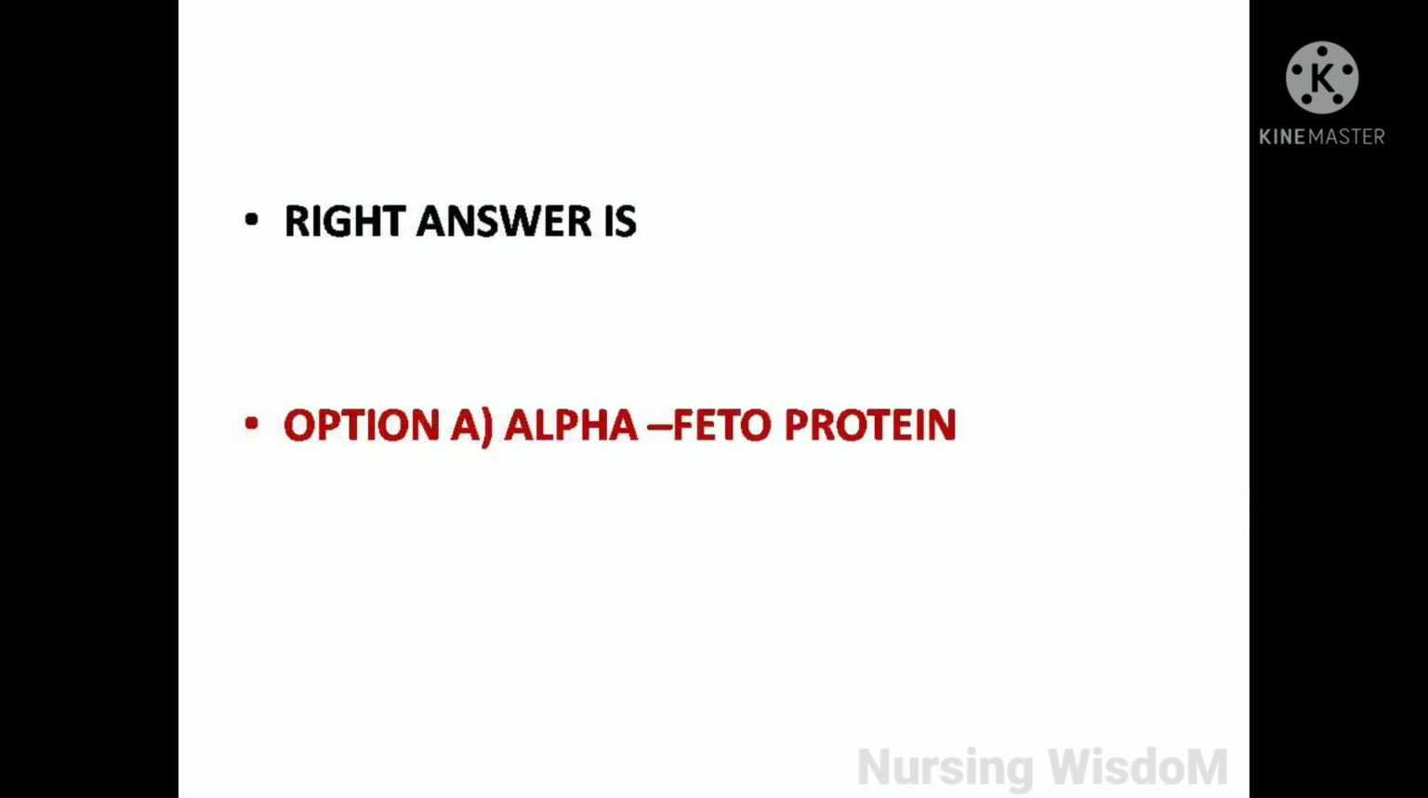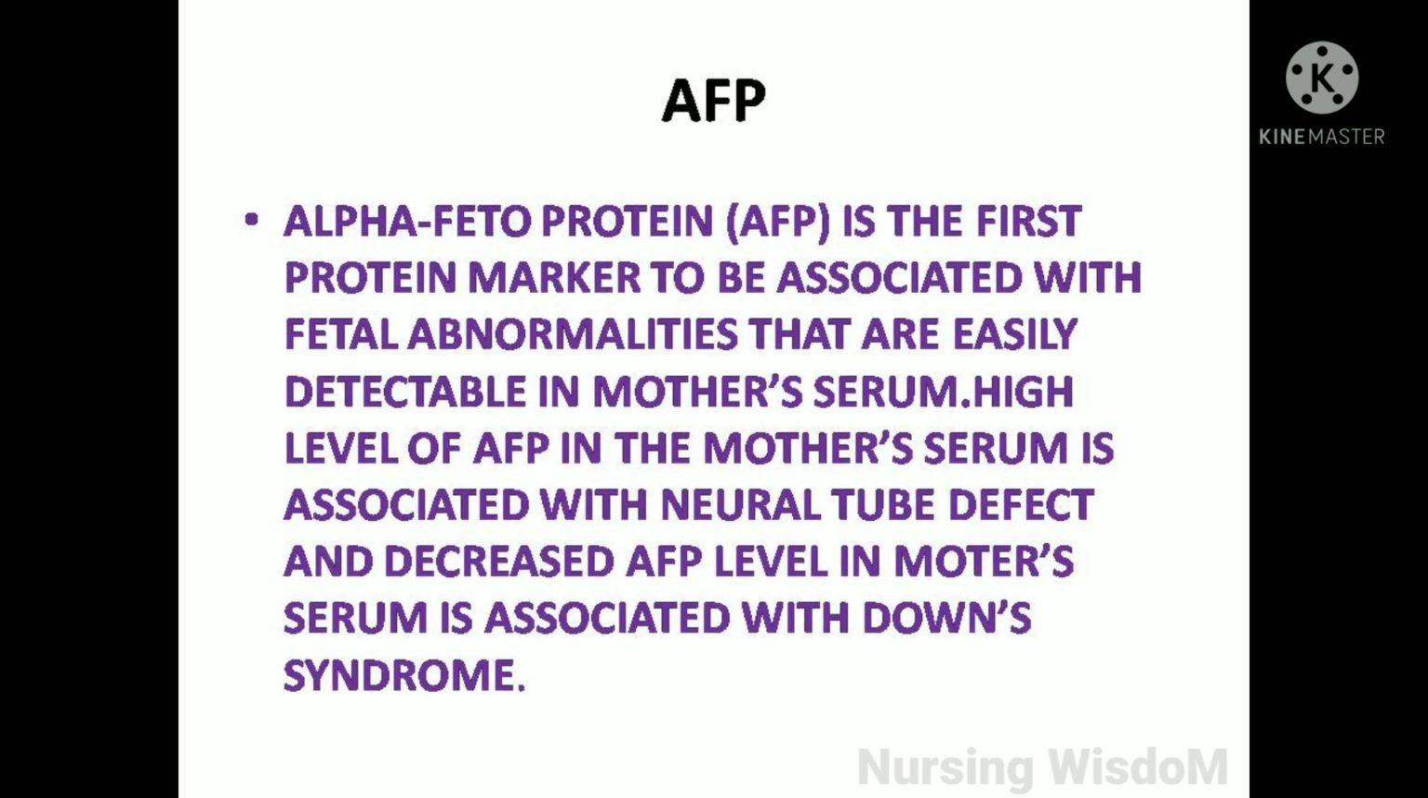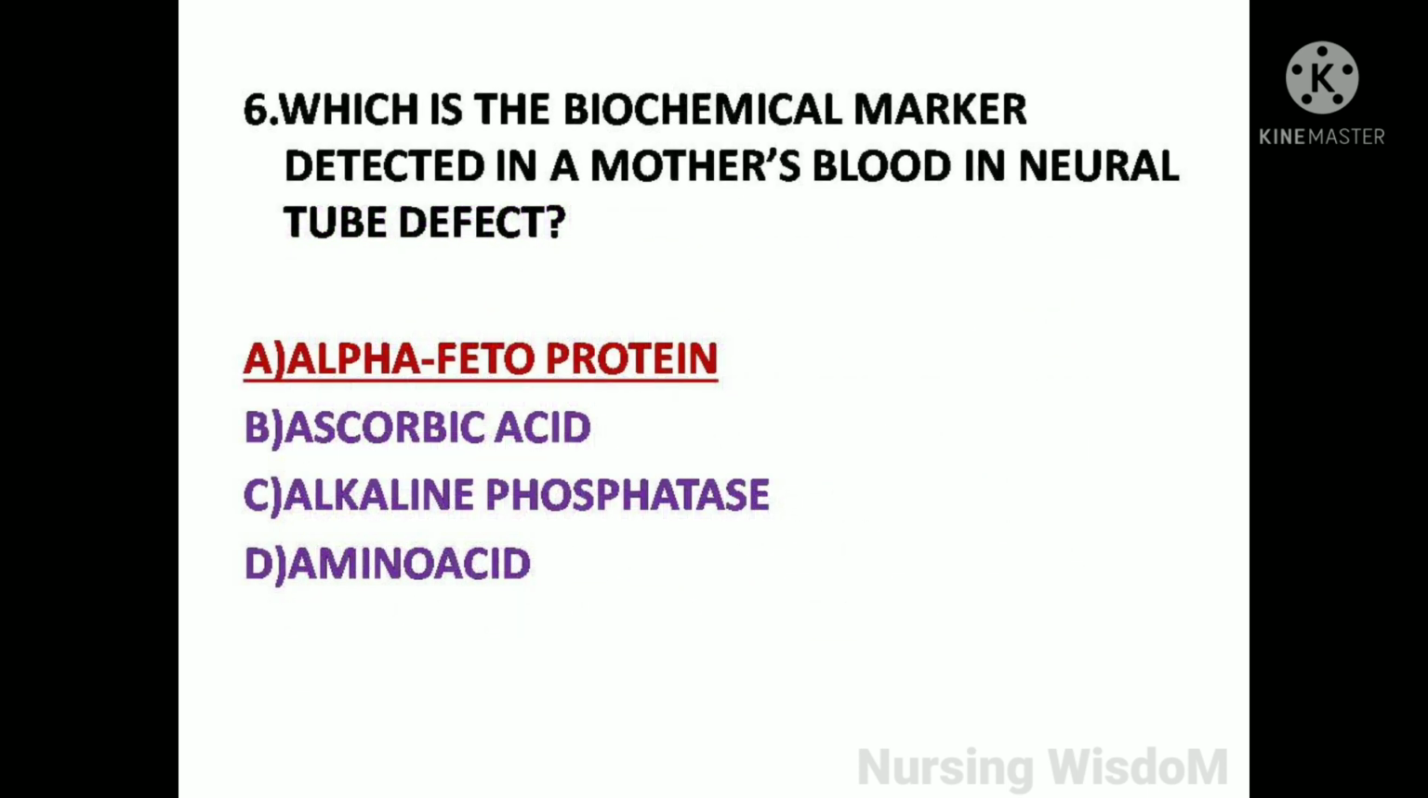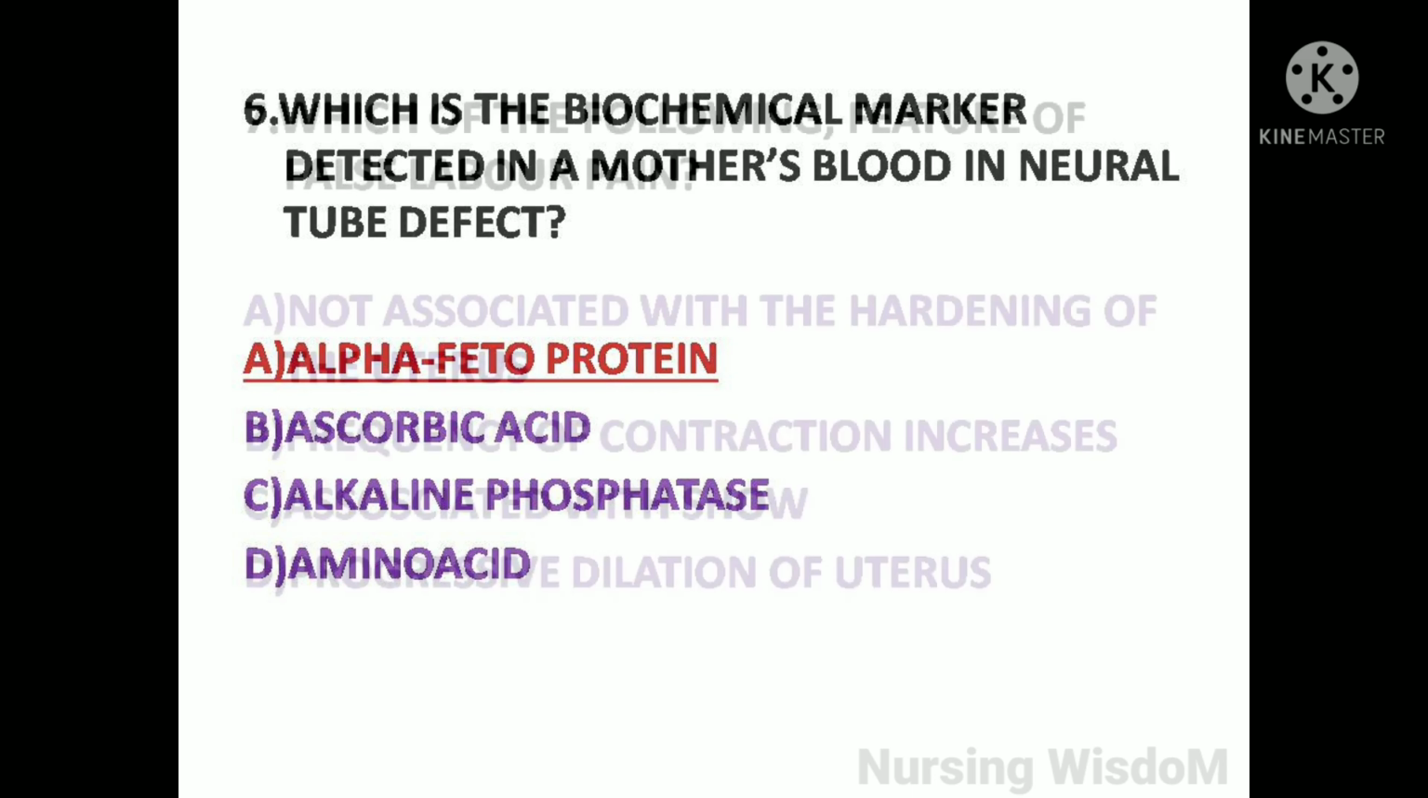Here the right answer is option A, alpha-fetoprotein. Alpha-fetoprotein is the first protein marker to be associated with fetal abnormalities that are easily detectable in mother's serum. High level of AFP in the mother's serum is associated with neural tube defect, and decreased AFP level in mother's serum is associated with Down syndrome. Which is the biochemical marker detected in a mother's blood in neural tube defect? Option A, alpha-fetoprotein.